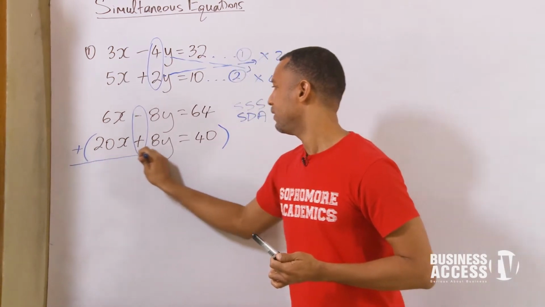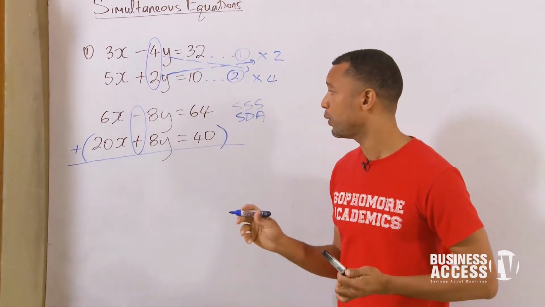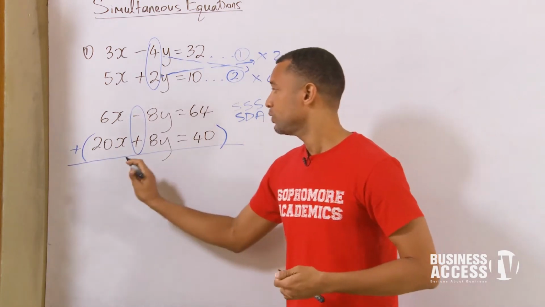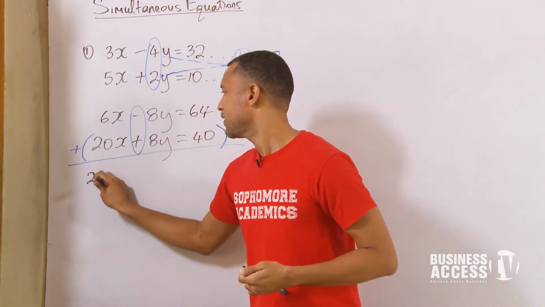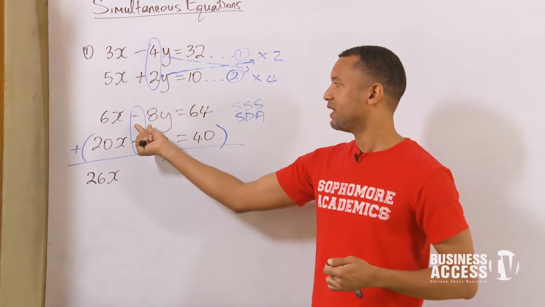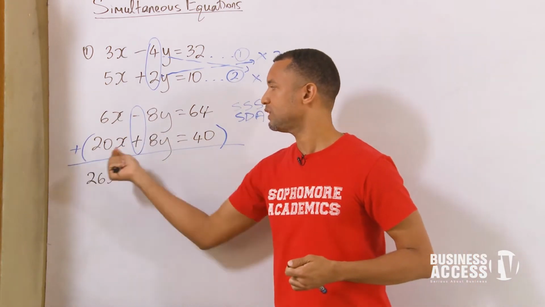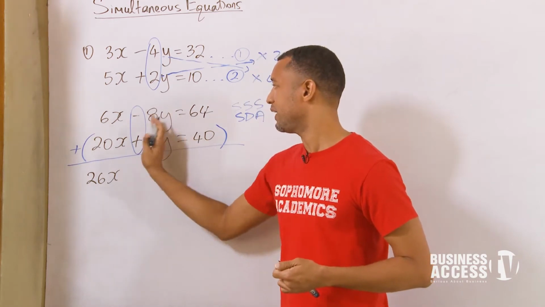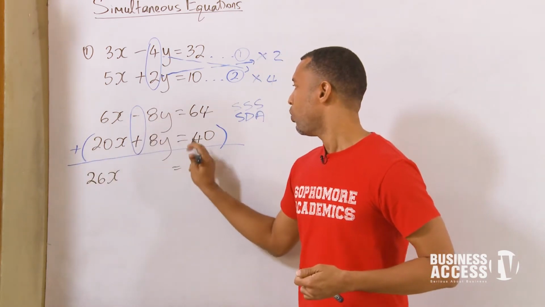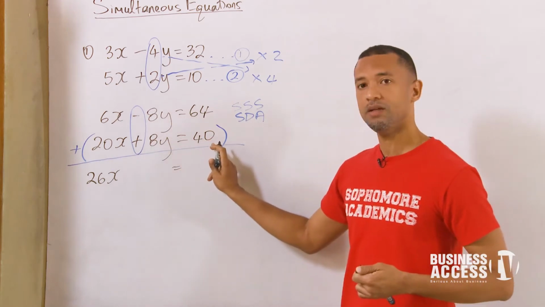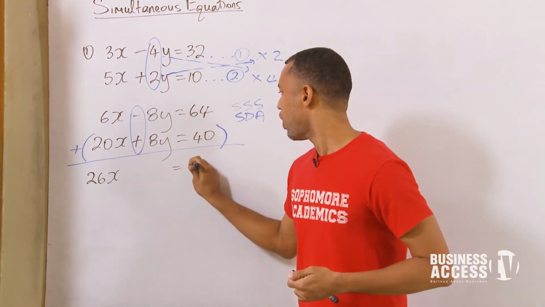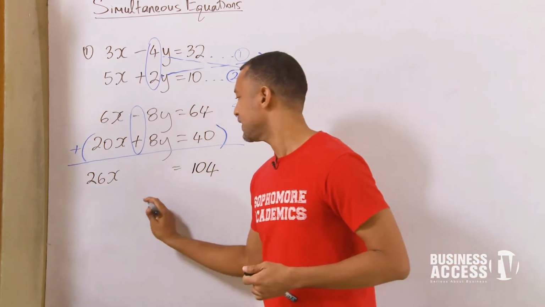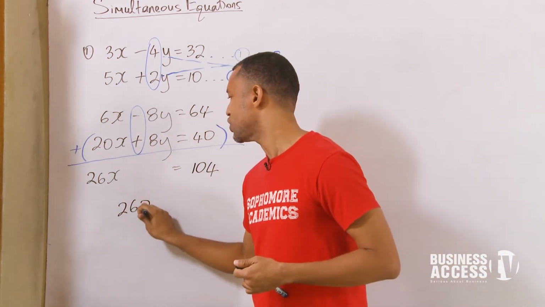We're gonna add one equation to the next. How do we do that? 6 plus 20, that gives you what? 26. So we have 26x. Guys, what is negative 8 plus 8? So we're gonna get a 0 right there. It cancels out. Negative 8 plus 8, 0. What is 64 plus 40? That is 104.